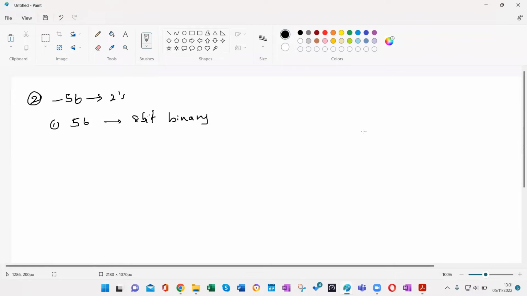Right, 56 in 8-bit binary. How do you do it? Again, you write the positional values in 8 bits, right? 1, 2, 4, 8, 16, 32, 64, 128. Now put 56 into this. How do you put 56 into this? There's no 128, no 64, 32, right? Now 56 minus 32, sorry, 24. Right. Now put 24 into the rest.